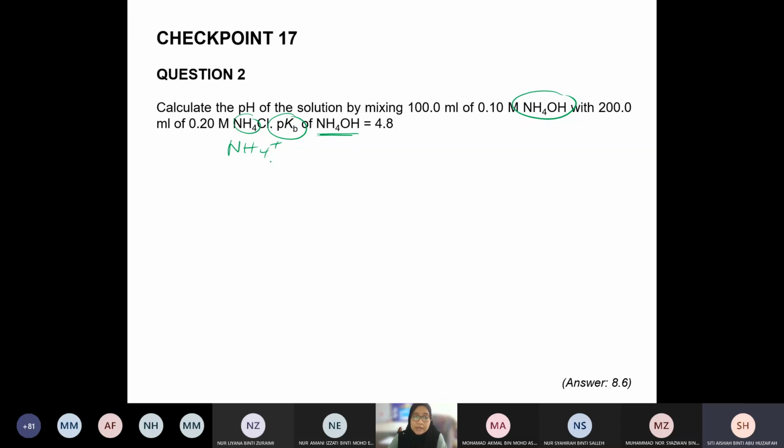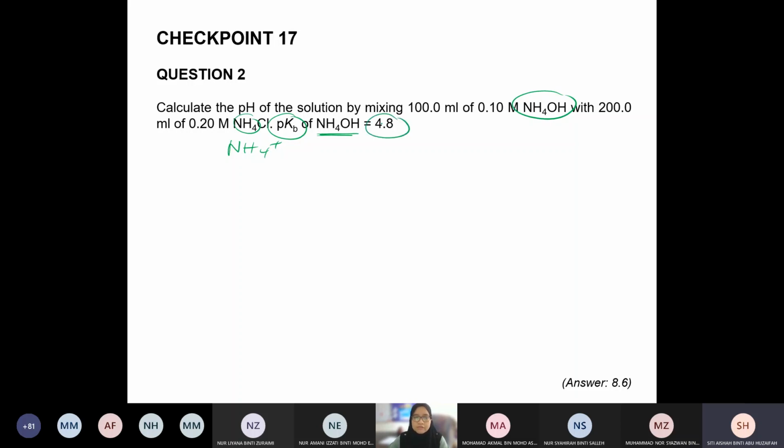Okay, so once you have identified, yang paling penting when you are using Henderson-Hasselbalch, you kena tahu siapa base, siapa acid. Sebab you nak place in dia dekat dalam yang mana kat atas, mana kat bawah. Alright, okay, so same goes to this question. You can use concentration and you can also use mole. Okay. Sama je soalan dia.